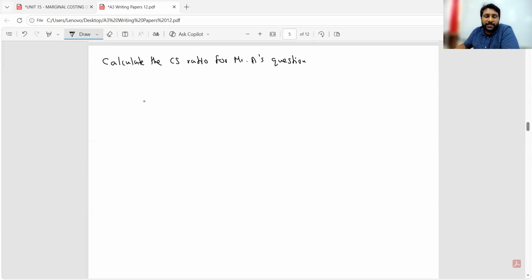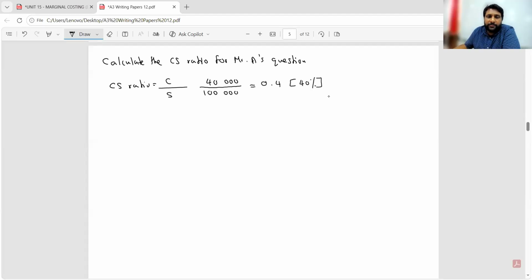So, Mr. A's question, how much is the selling price? CS ratio equals C divided by S. Selling price of a laptop is 100,000. Contribution of a laptop is 40,000. Then the CS ratio is 0.4, in other words 40%.